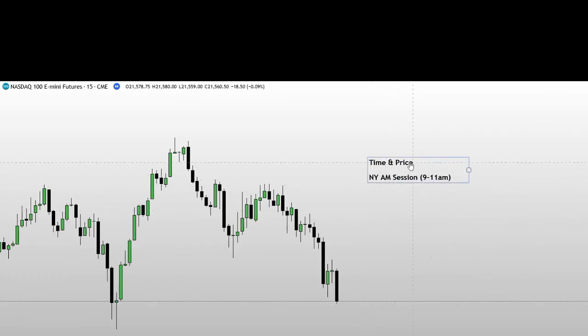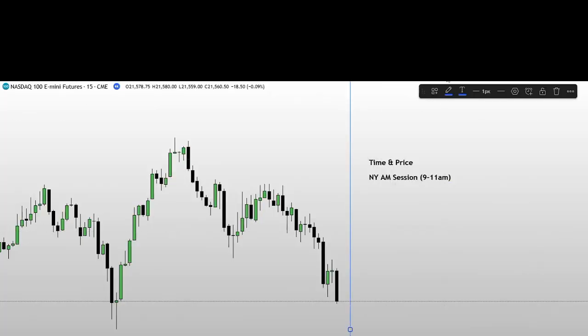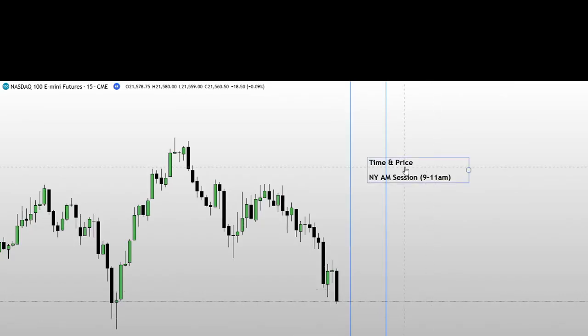You want to find the generated liquidity that leads into this session and then look for when price will likely hunt it. And that occurs in this window. So if we mark the time zone here, the window of time, here is your 9 a.m. to 11 a.m. period of time. What do we have leading into this?